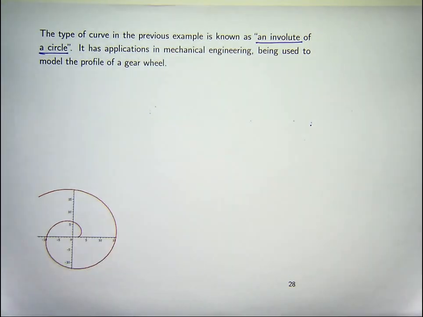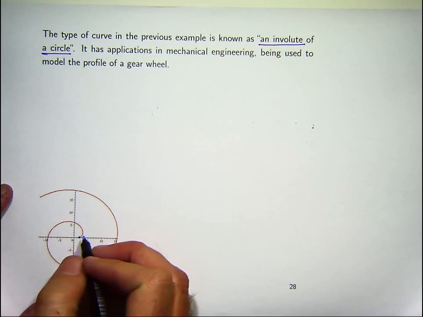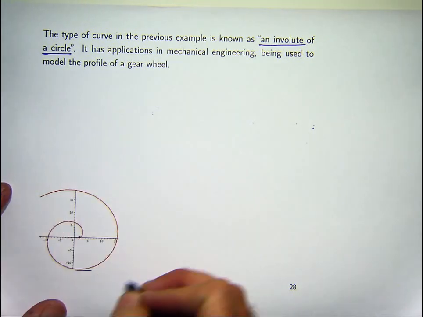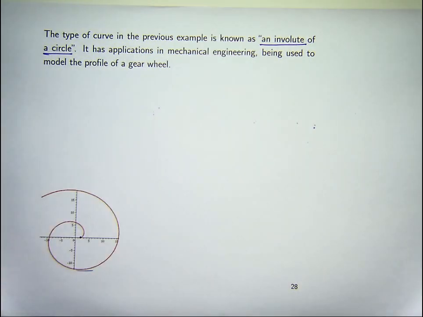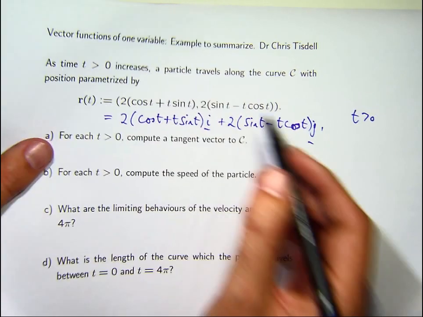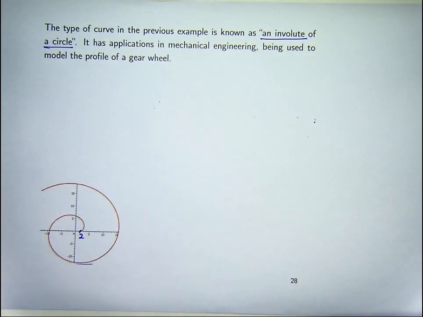Now, hopefully you can see down here that the particle starts here, and as t increases, essentially you're moving away from the origin in a spiralling motion. And the factor of 2 here goes back to the starting point on the x-axis. It's 2 units along the positive x-axis.